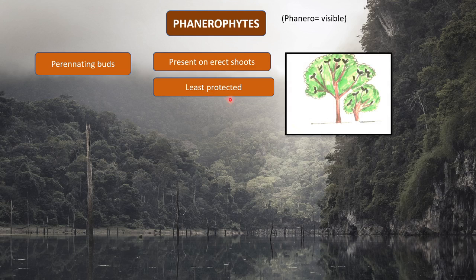We can understand this with a very simple diagram, which shows that these black things that you see are the buds and this is the tree. So the buds are exposed to the outer environment, on the erect shoot over which the buds are present, and therefore these are least protected. These are most abundant in tropical climate.